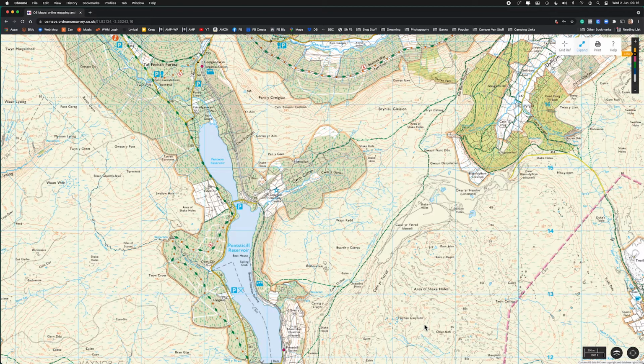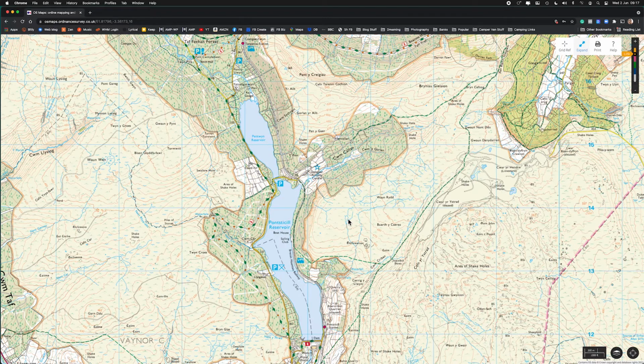These lines, the vertical lines, are called eastings, and these lines, the horizontal lines, are called northings. And we use the eastings and the northings to give us a grid square system so that we can identify where we are on the ground. That will be in a later video.